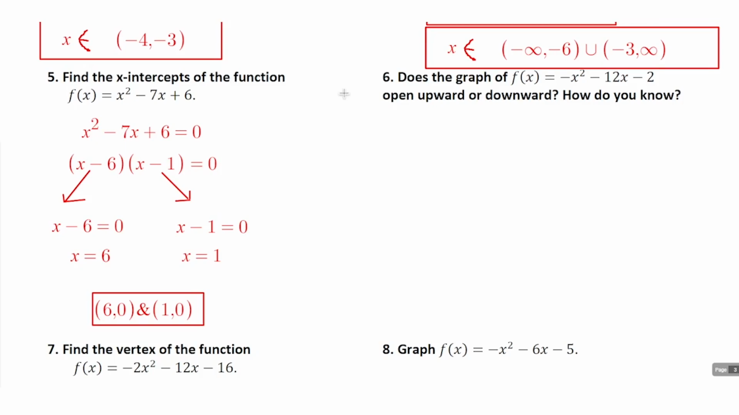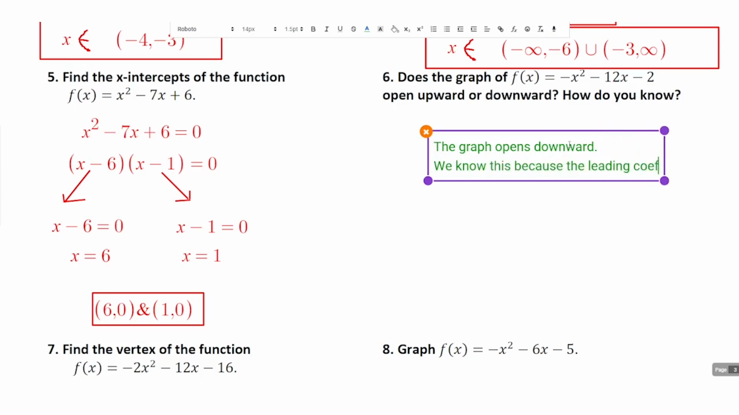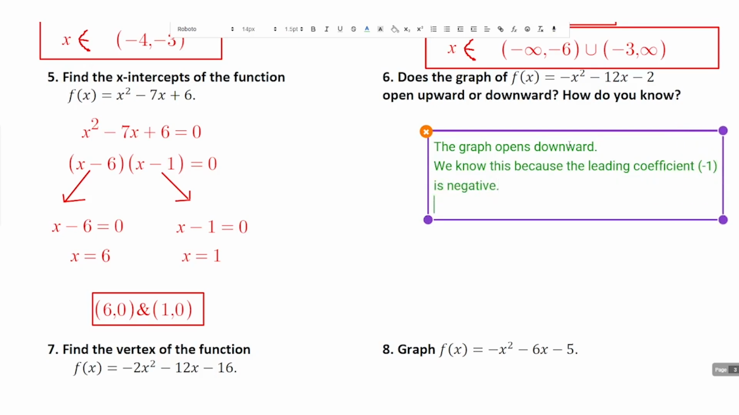Number 6 says, does it open upward or downward? How do you know? This one opens downward because the leading coefficient is negative. Okay, we've got this negative x squared, and since that a term is negative, we know it's going to open downward. So I'm just going to type the graph opens downward. We know this because the leading coefficient, which in this case is -1, is negative. If it were positive, it would open up.